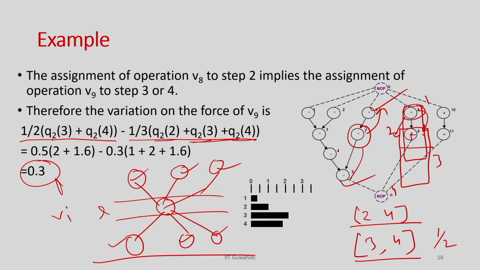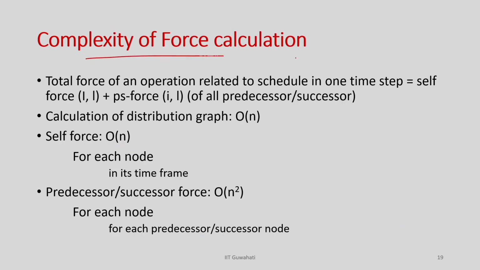And if the total force is high, that means if I schedule this operation Vi in timestamp L, it will increase the concurrency, and if it is low, that means it will decrease the concurrency. Okay. I think it is clear to you now, and now I will talk about the little bit of complexity issues here. So, what is the overall complexity?